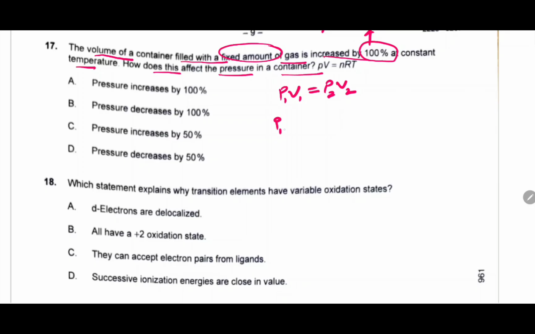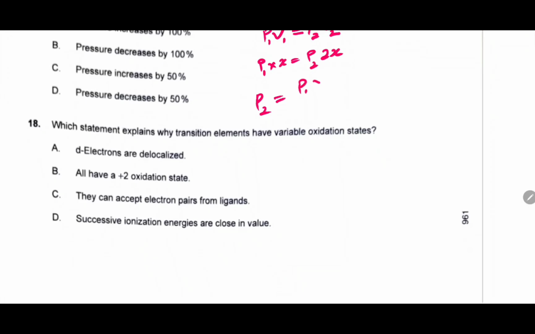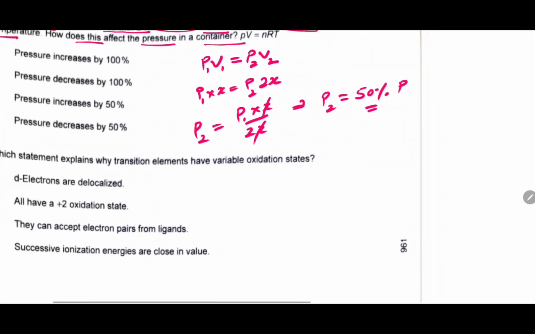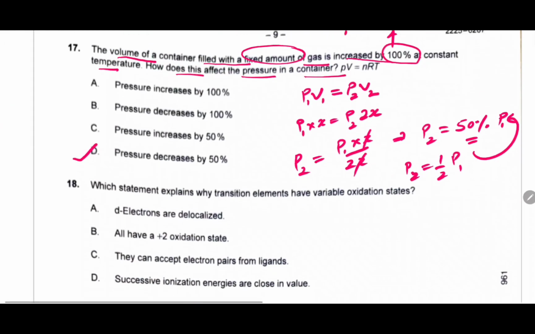Or if I say P1 into X equals P2 into 2X, or P2 equals P1 into X upon 2X, that is P2 equals 50%. P2 becomes 50% of the P1. Answer is it decreases by 50%. Therefore, P2 equals 1 upon 2 of P1, which I can say 50% of P1. Hence, the answer is D for question number 17.